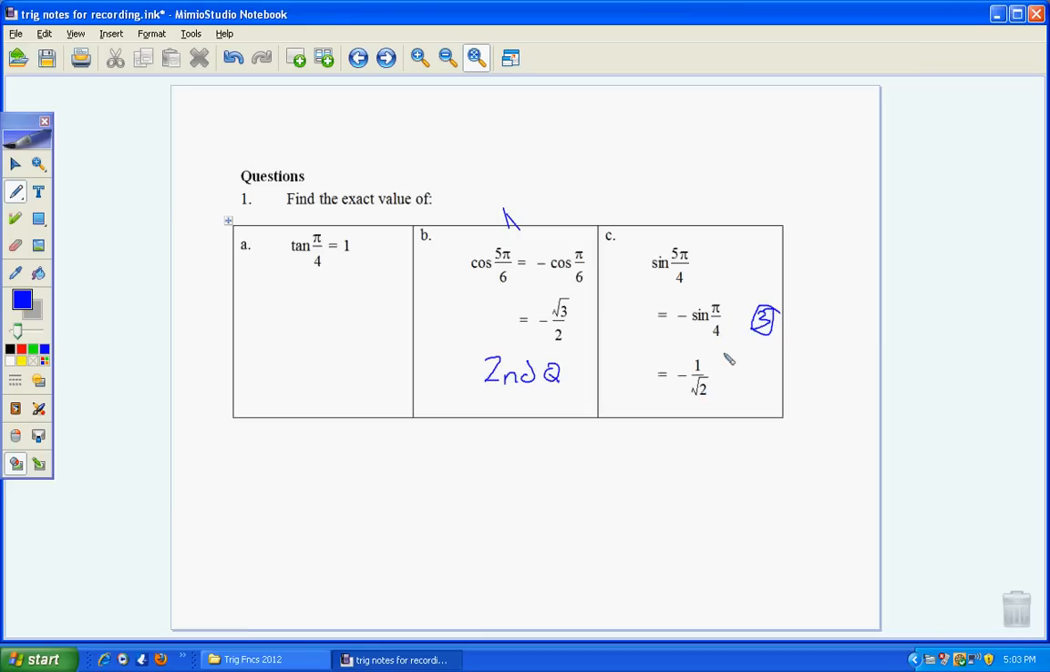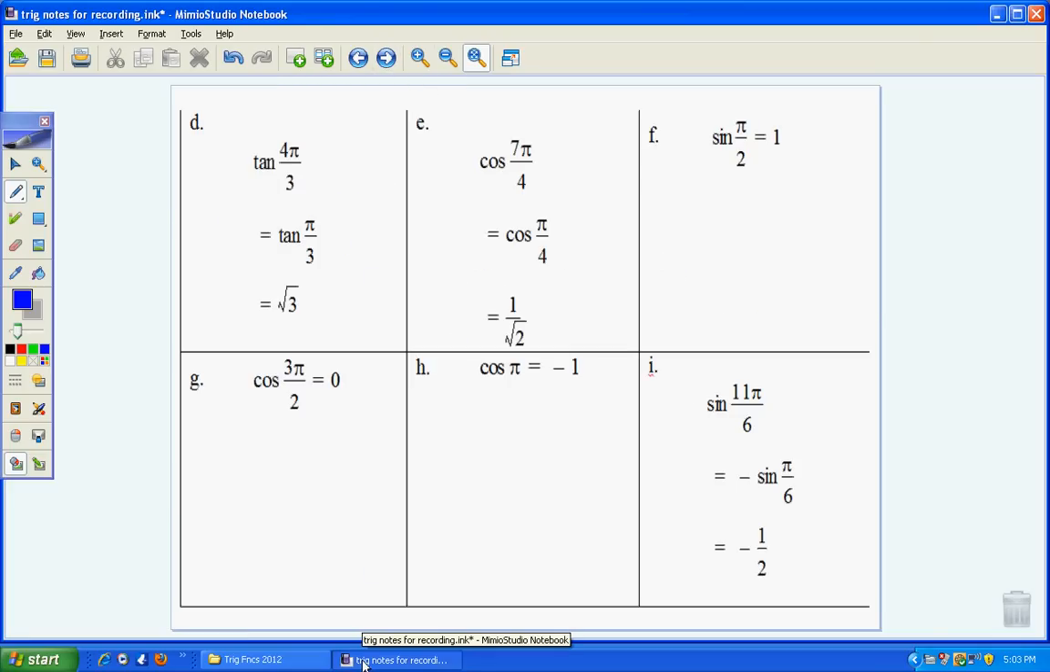So we do it like we did before. Get back to the related angle and then see what quadrant it is in. 4 pi on 3 is going to be in the third quadrant, which is the same as positive pi on 3. Tan of pi on 3 would give you root 3. 7 pi on 4, same as positive cos of pi on 4 because it's in the fourth quadrant.